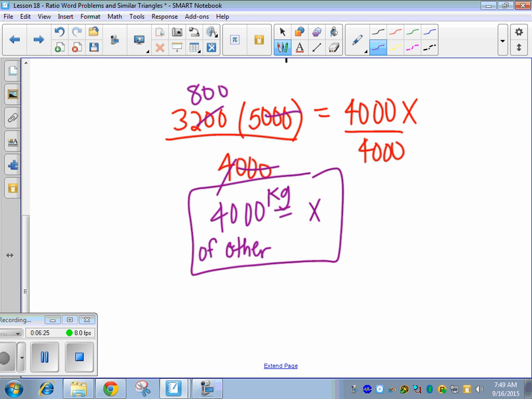So do ratio box, and you should be good to go on those.